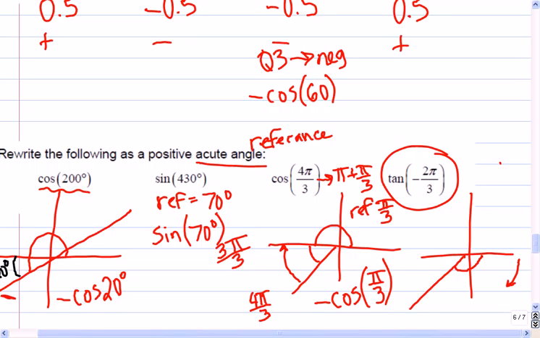Okay? So what's my reference angle? Pi over 3. It's this angle in here. Between negative 2 pi over 3 and negative pi, that's pi over 3 again. So it's going to be a reference of pi over 3. And will it be positive or negative if it's down in this quadrant here? Positive. Yeah, it's positive for the tangent. So I could rewrite this as the tangent of pi over 3.